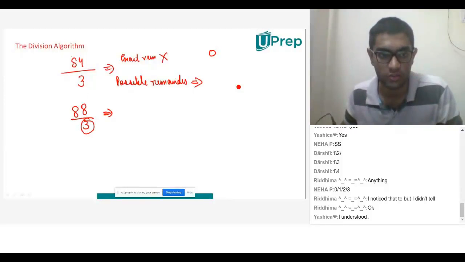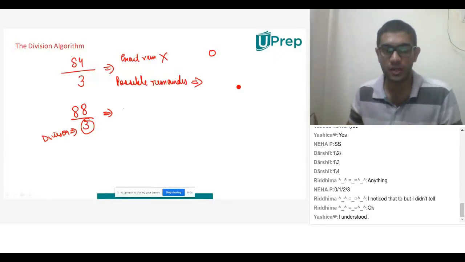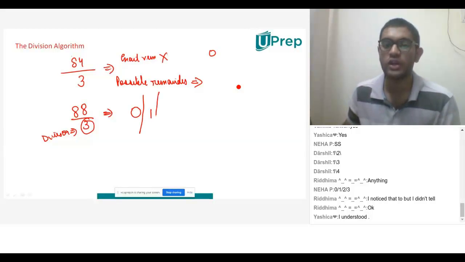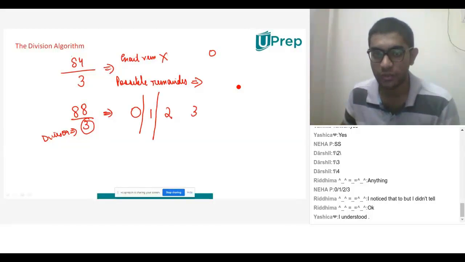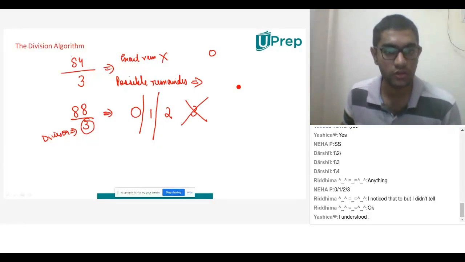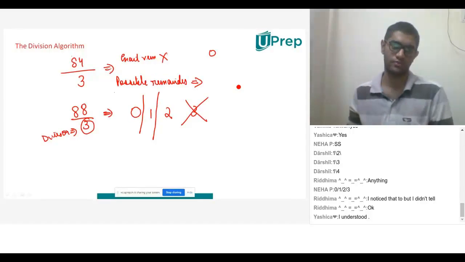3 is the divisor. What did we understand in the concept? Possible remainders can either be 0, which means it is perfectly divisible, or it can be 1, or it can be 2. Can it be 3? No, it cannot. Yes, sir, it can be 4 also. How can it be 4?